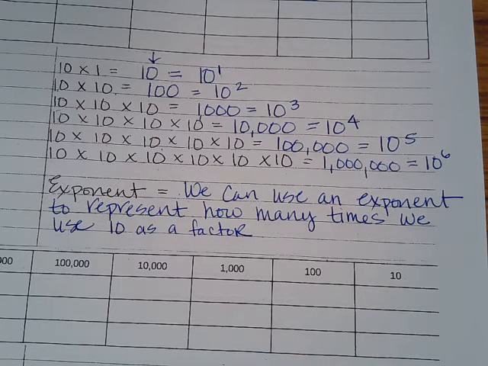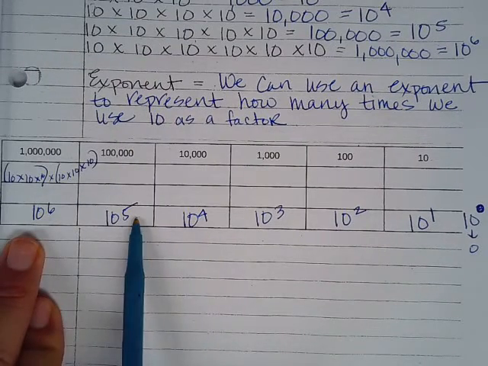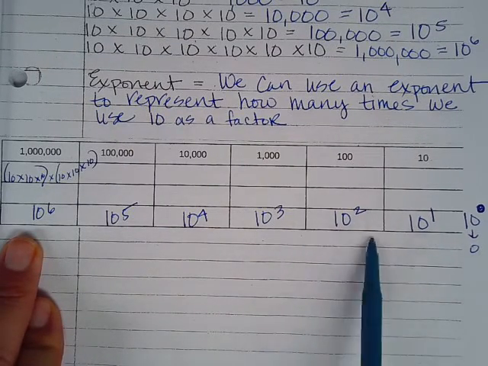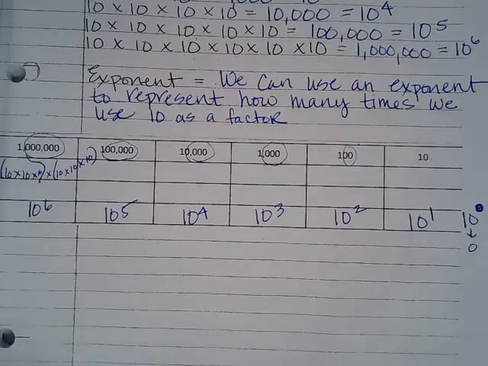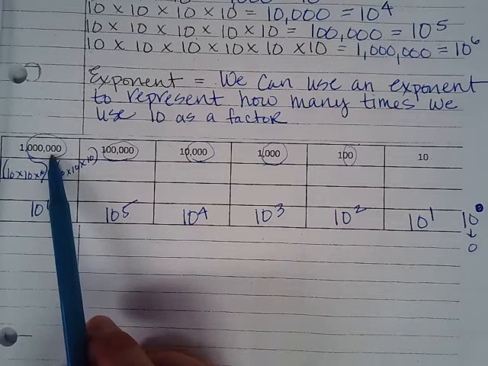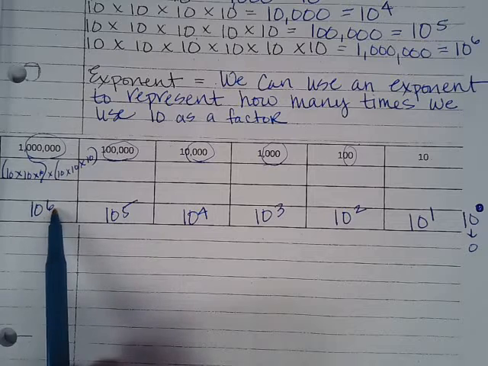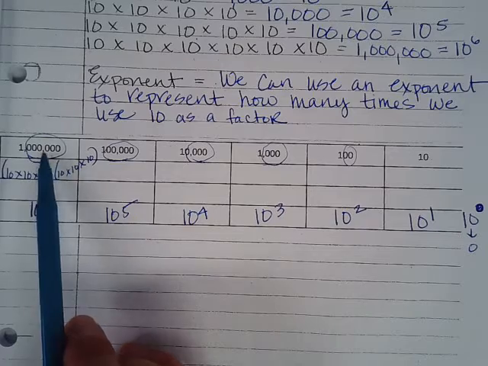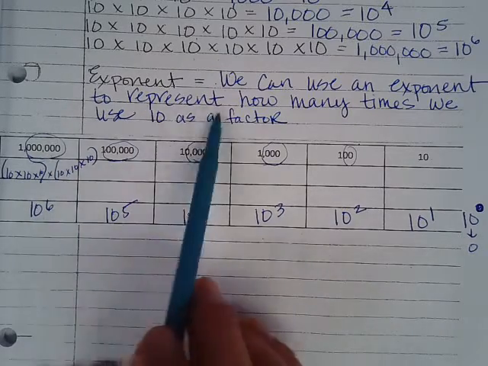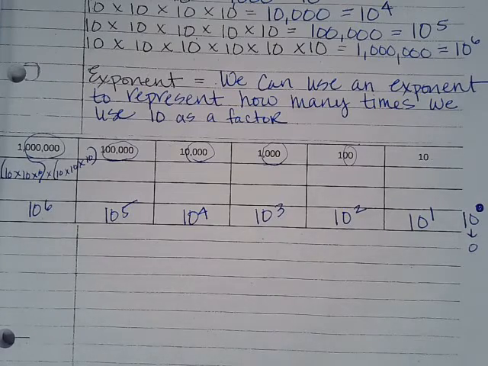Yes? All right, so we have 10 to the 6th, 10 to the 5th, 10 to the 4th, 10 to the 3rd, 10 to the 2nd, 10 to the 1st, right? So the number of zeros up here matches the exponent. The exponent represents how many times we have multiplied by 10 as a factor, and that's how many zeros you're going to find in that number.